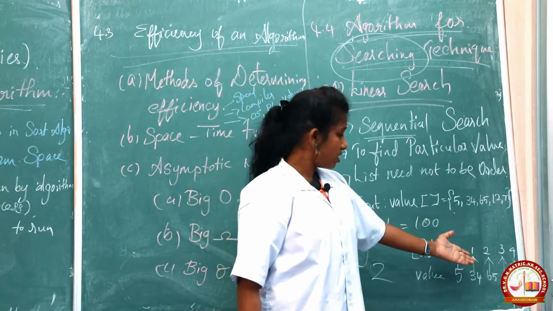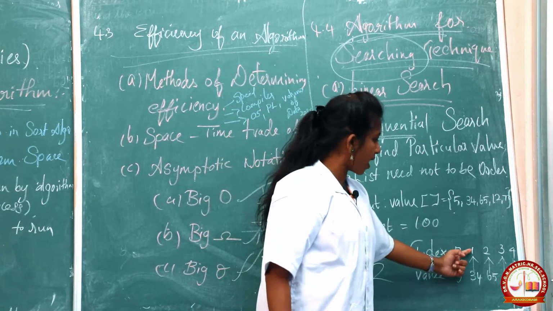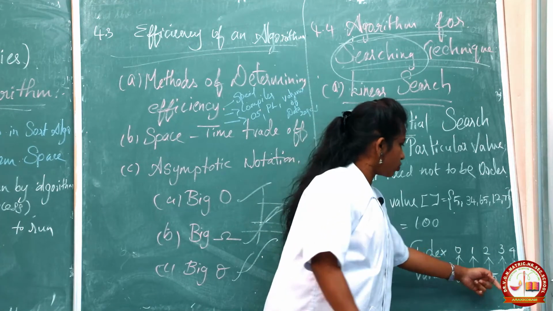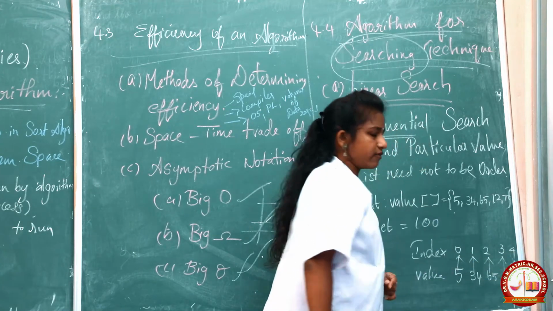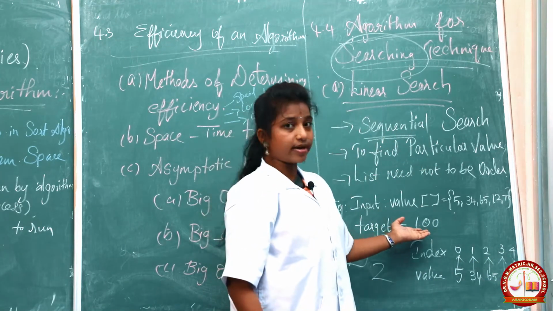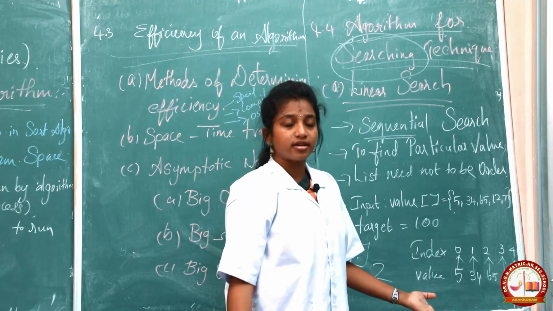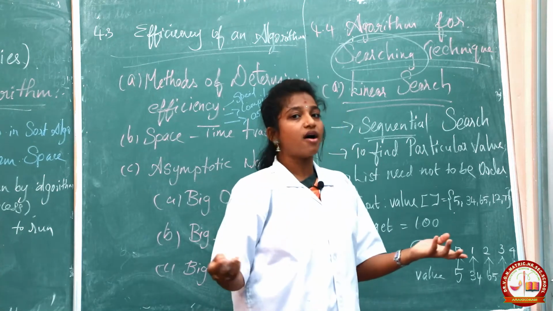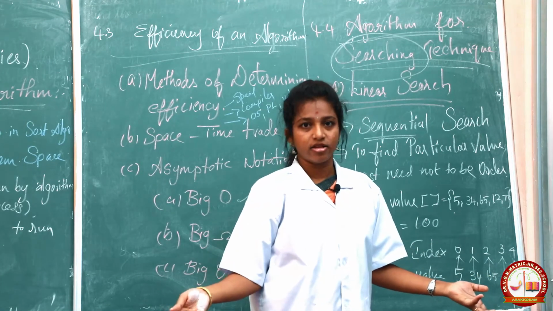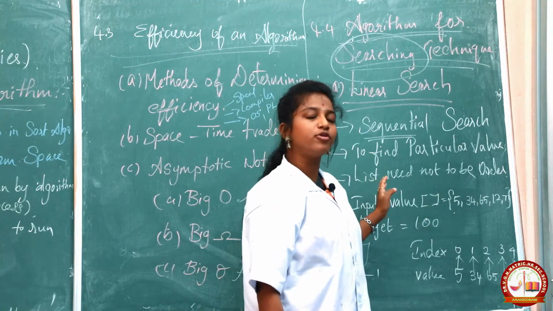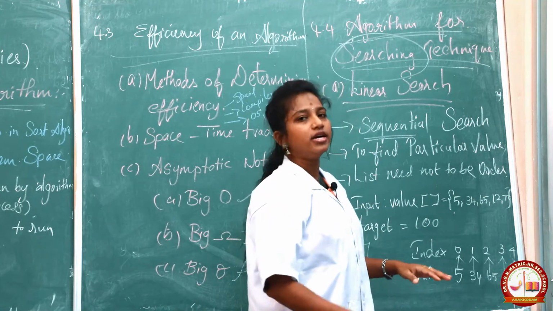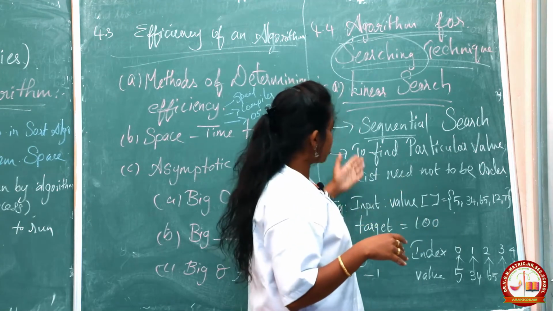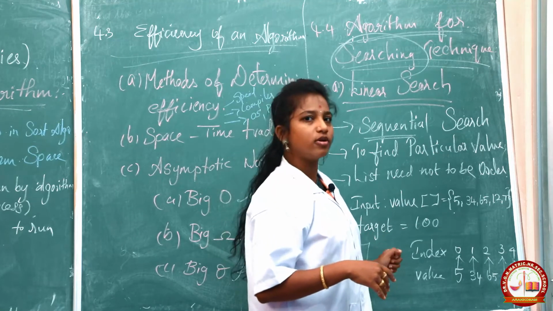Okay, index 0 holds 5, index 1 is 34, index 2 is 65, index 3 is 12, and index 4 is 71. So our target value is 100. It is not there. So what is the result? There is no such value, so minus 1 is returned. Our searched value is not there, which means it will give minus 1. Once you search like this, we will get the target value like this only.